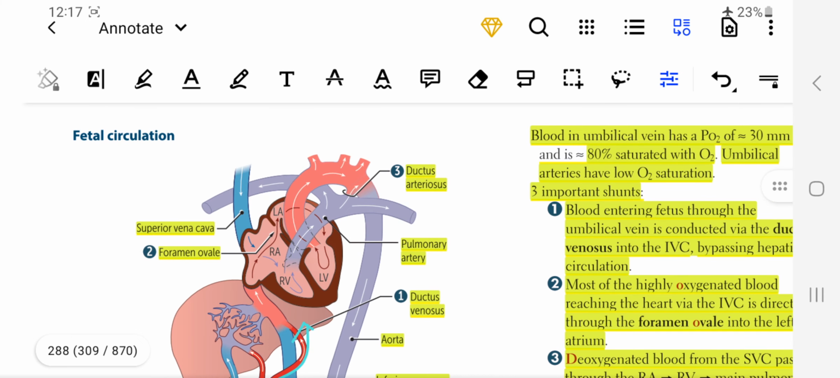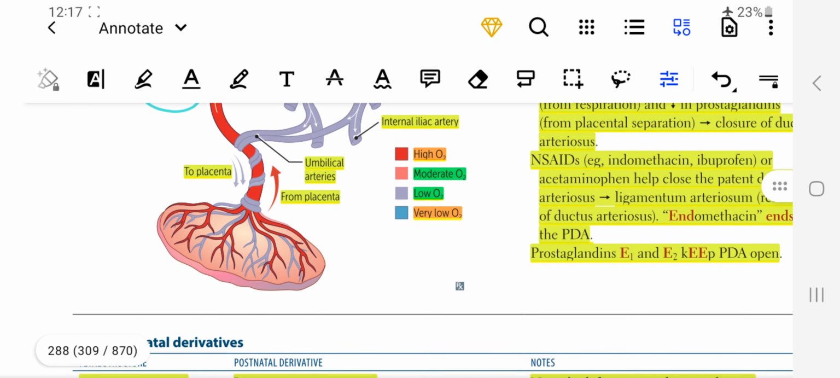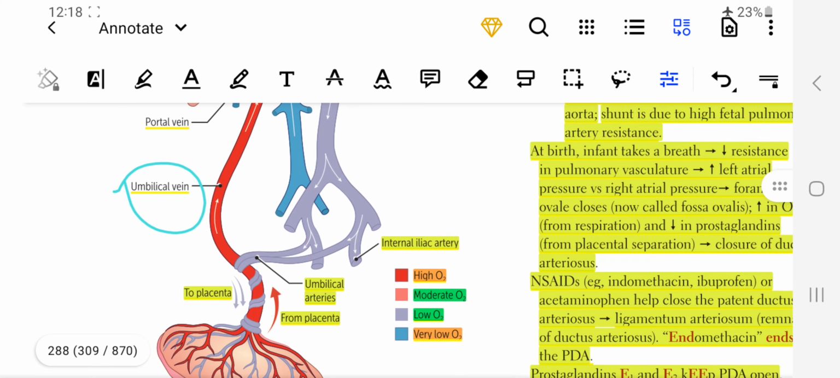Then the third, that is ductus arteriosus, right, which is shunting the blood from pulmonary artery. That means it is not carrying the blood to the lungs, it will be directly shunted from the pulmonary artery into the aorta, which type of aorta? Descending aorta, right? The umbilical vein is carrying oxygenated blood, while the umbilical arteries are carrying deoxygenated blood, right?